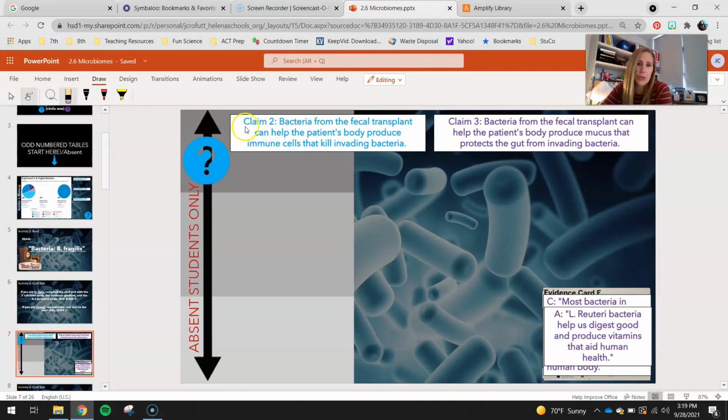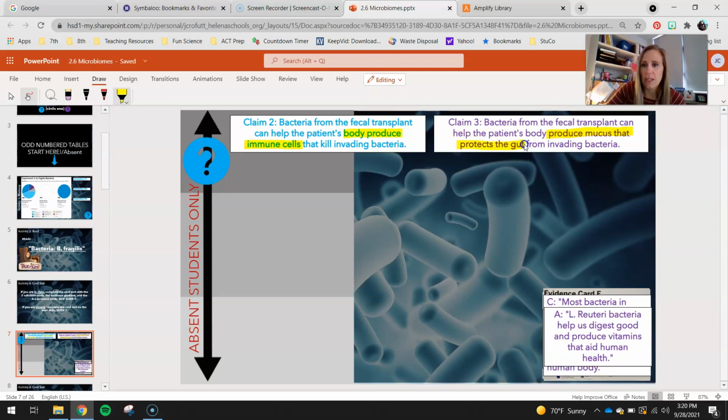Okay, what we have is subclaim 2 says that bacteria from the fecal transplant can help the patient's body produce immune cells that kill invading bacteria. So really our keys there are that they help the patient's body produce immune cells that kill invading bacteria. Okay, and then our other subclaim that we looked at was that bacteria from the fecal transplant can help the patient's body produce mucus that protects the gut from invading bacteria. Okay, so what you guys will look at then is where these cards go. So do they support claim 2 or do they support claim 3? And then how good of a piece of evidence it is.